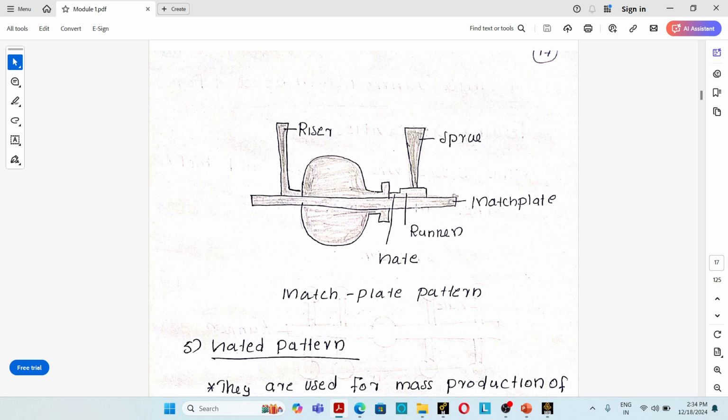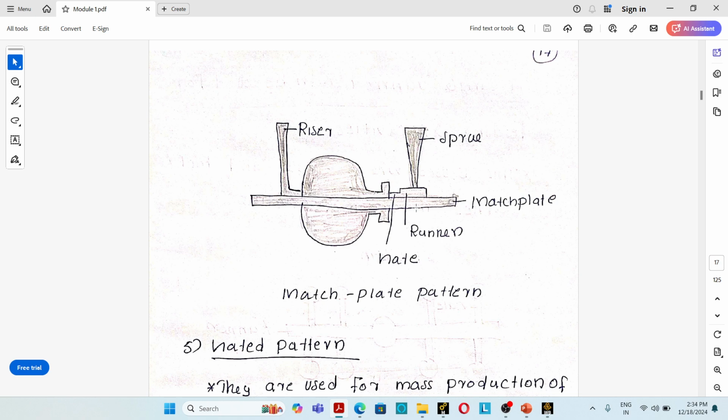The entire pattern is split in two halves. One half is attached to one side of the match plate and the other half is attached to the other side of the match plate. The gating system, meaning pouring cup, sprue, runner and gates, is attached to the top half of the pattern.